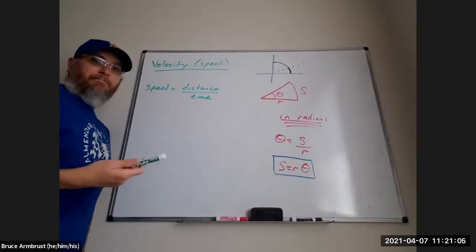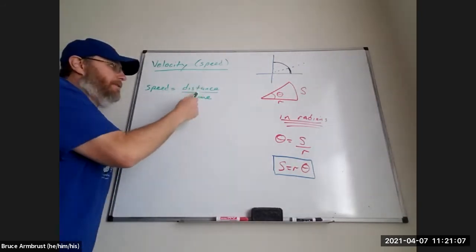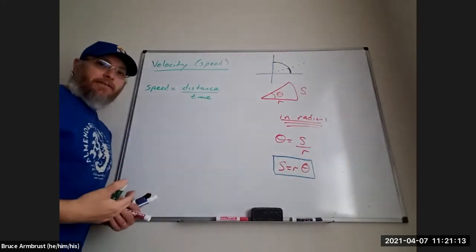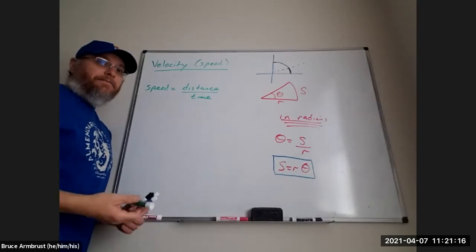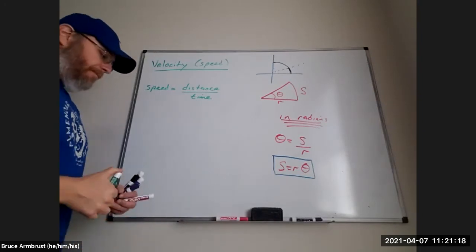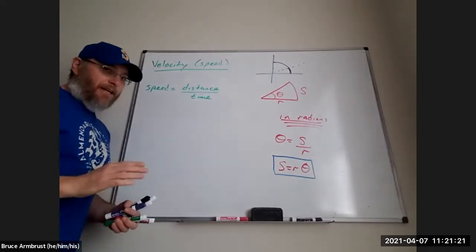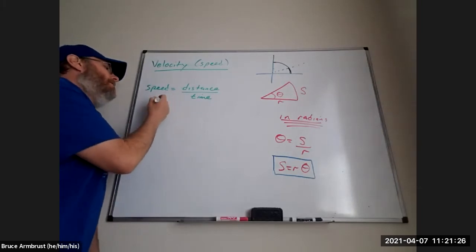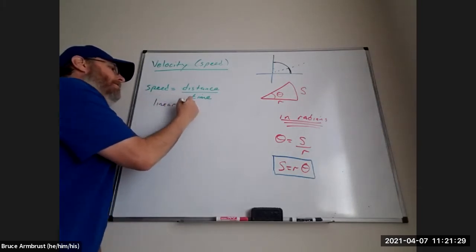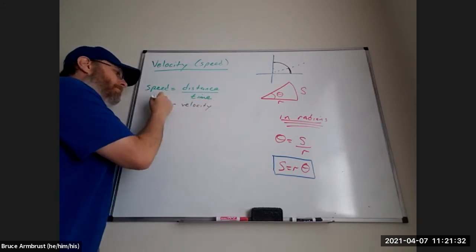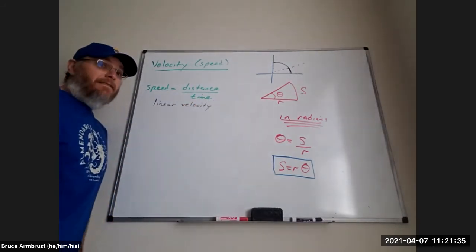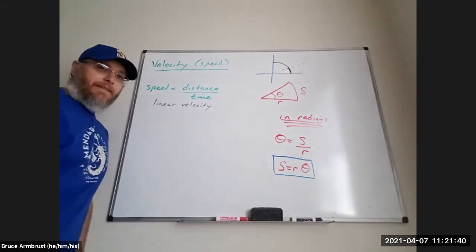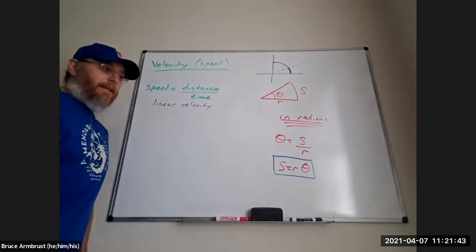Think about the units again, miles per hour. Miles are distance, per means divide, hour is time. So you're looking at how far you travel over a given amount of time. Now, to make sure we know what we're talking about in terms of the trig, this is what we call a linear velocity. There are other kinds of velocities, but linear velocity just means you take your distance and divide it by your time.